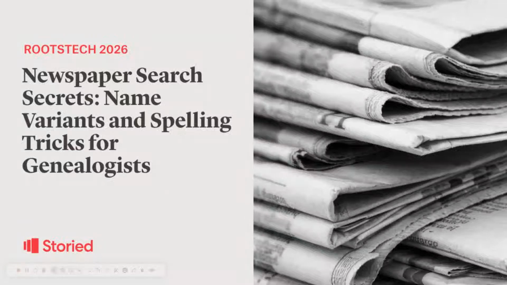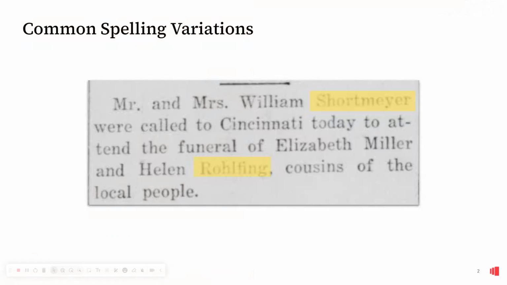Welcome to this video called Newspaper Search Secrets, Name Variants, and Spelling Tricks for Genealogists. I love to talk about the different spellings and name variant tricks that you can use when searching for your ancestors in newspapers. And in this quick video, I'm going to show you 15 different ways that you could be searching to expand your search and look for your ancestors in different ways based on their name and spelling in newspapers. So the first one I'm going to talk about is common spelling variations.